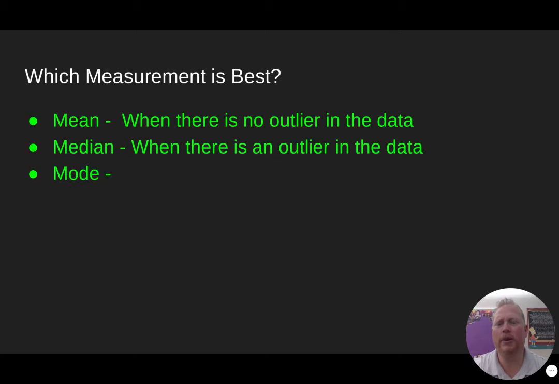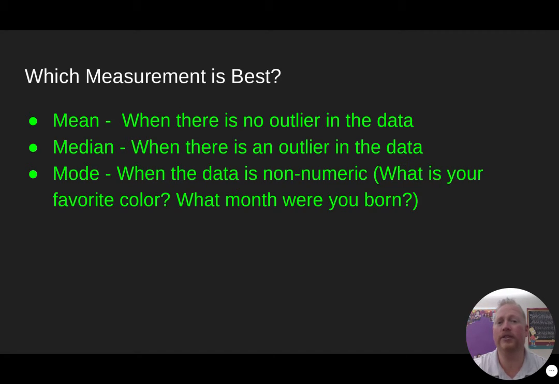And it's best to use the mode if what you're looking for is non-numeric. So for instance, if you take a survey and you ask people, what's your favorite color? Or what month were you born in? Obviously, we're not going to be able to take the average of that. We're not going to be able to take the median of that. How do you organize colors in order? So when the data is non-numeric, that's when you want to use the mode.